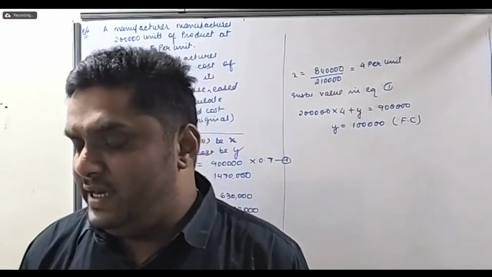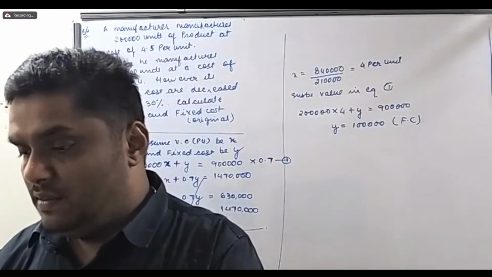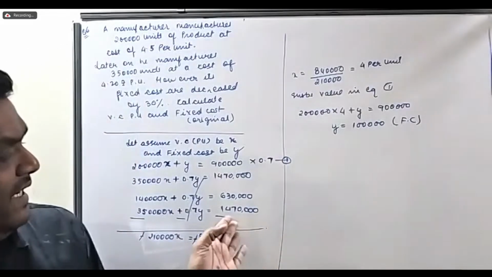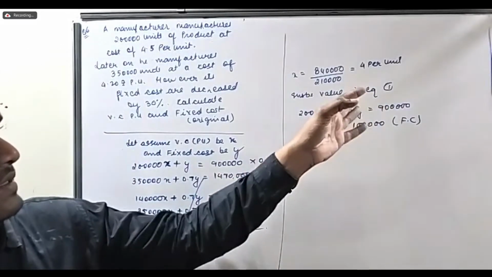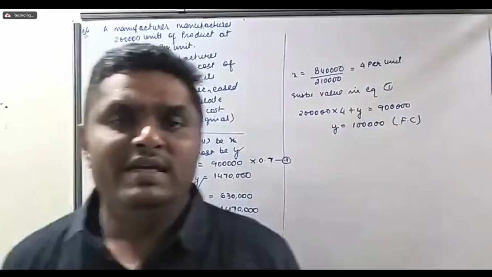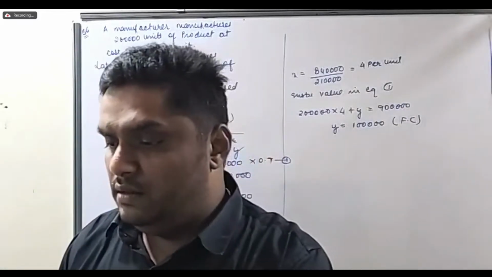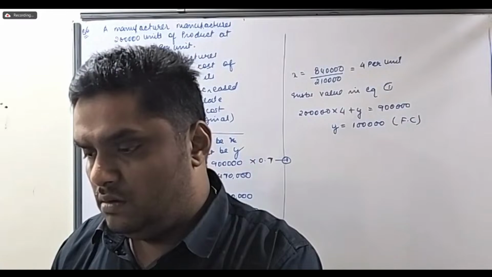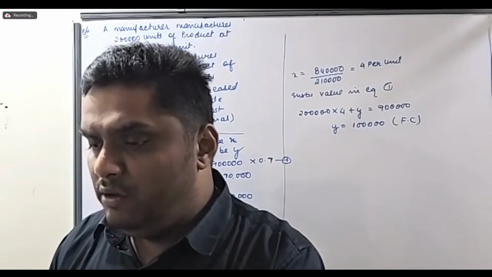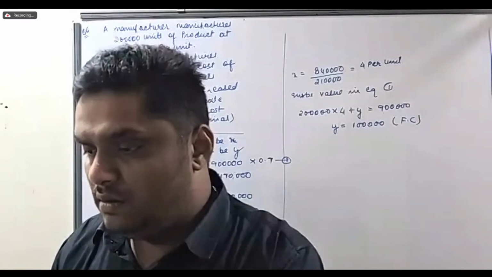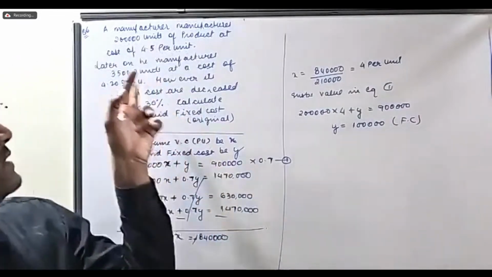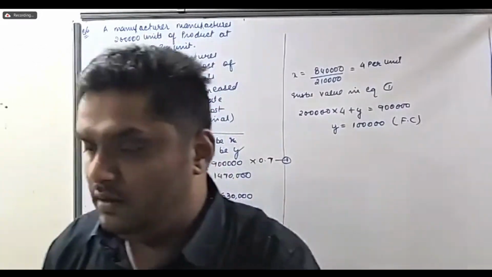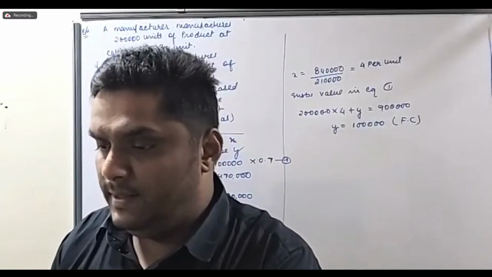Anyone else, guys? So for second year, see, fixed cost is how much? 1 lakh. So second year it will be 70,000. Rupees 4 per unit and 70,000. See here, it is cost 4.20 per unit, 4.5 per unit.